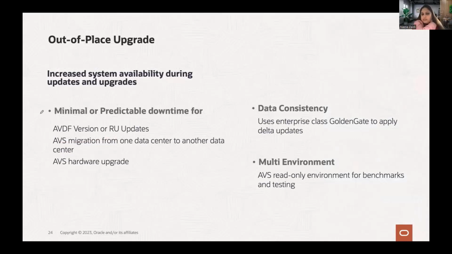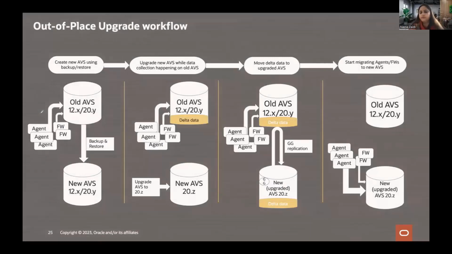Okay, so you can use it from AVDF version or RU upgrade. You can use it if you are moving from one hardware to any other hardware, or one data center to any other data center. We make sure data remains consistent from the old AVS system to the new AVS system by using Golden Gate capabilities. So a high level out-of-place upgrade looks like this.